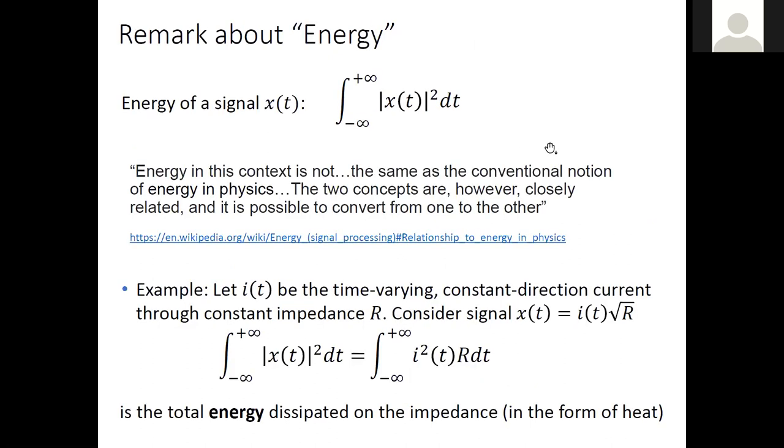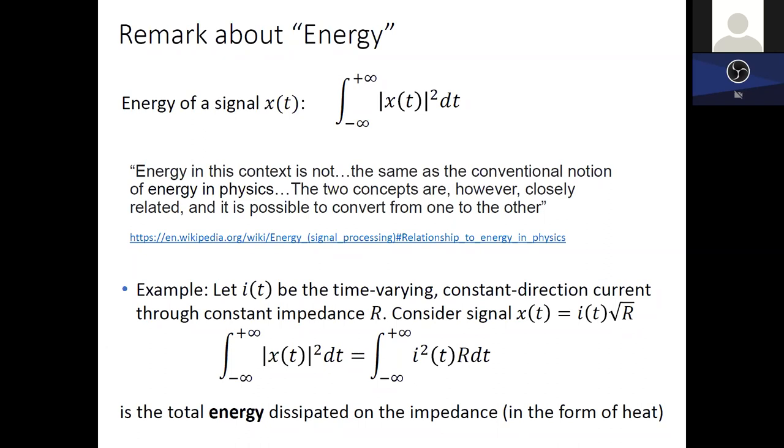Here, let me add some content to Wednesday lecture. The first is a remark about this notion of energy for a signal. We call the magnitude square and taking integral the energy of a signal x of t. Here I quote a paragraph from Wikipedia. I attach the link to the full text, but the paragraph said energy in the context of signal systems is not exactly the same as the conventional notion of energy in physics, say the kinetic energy or the electric energy you learned in physics. But the two concepts are closely related and can be converted from one to the other in some context.